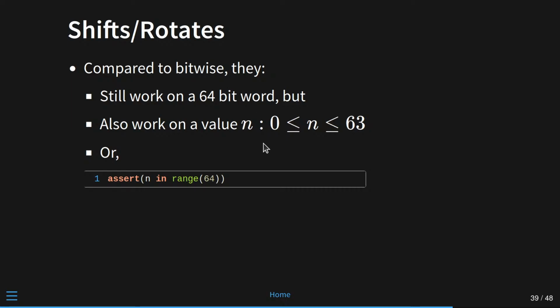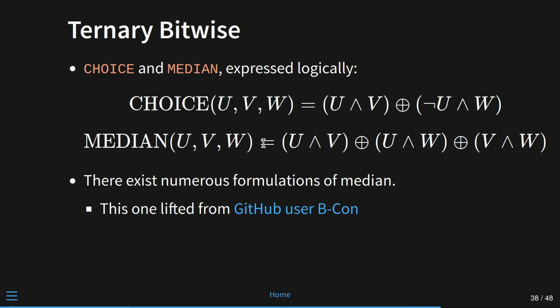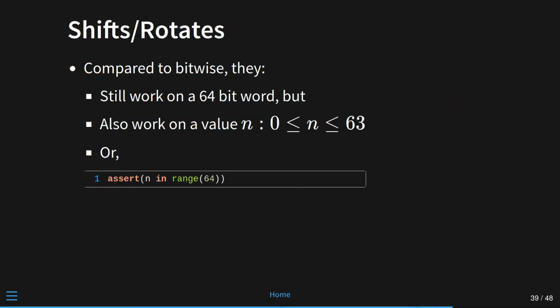Shifts and rotates. Wait, no. Are there any questions about choice and median? You're already working with them, right? Is macros assignment going okay? Are you all done? Okay. Is anyone stuck? Okay. If you are stuck, let me know. I would like you to not be stuck on that. And I think it makes sense, but if it doesn't make sense, we should figure it out.